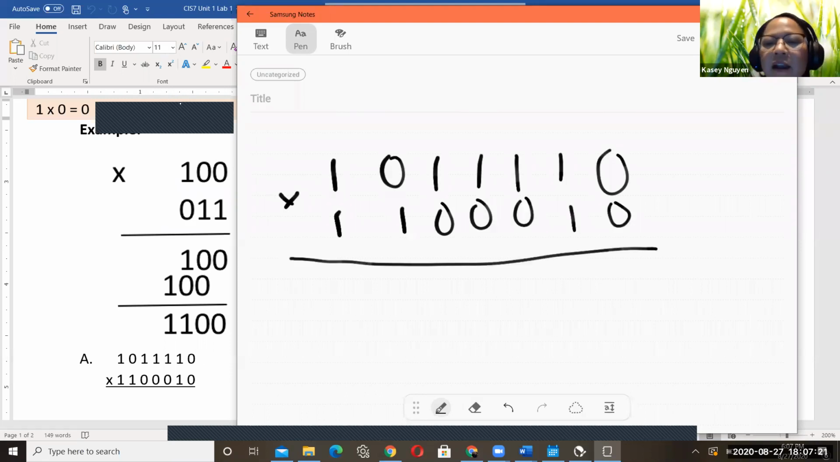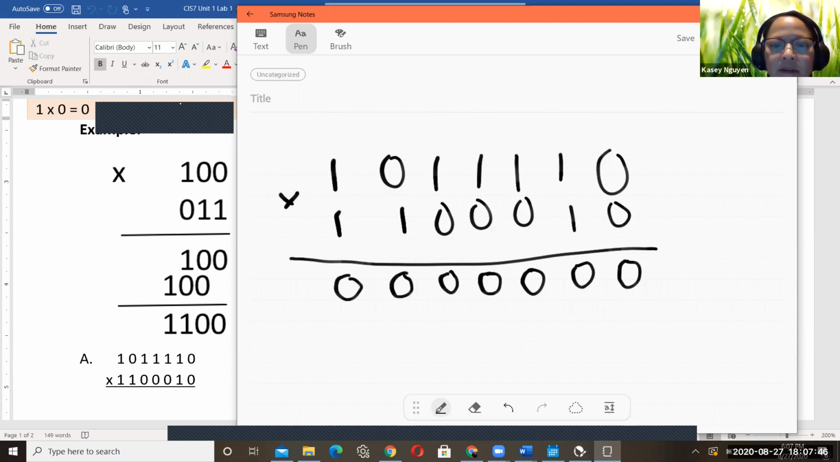So we're going to start from the right-hand side. Just like what the rule has stated, 0 times 0, we get a 0. So technically, everything is 0. 0 times 1 is 0. 0 times 1 is 0. 0 times 1 is 0. 0 times 1 is 0. 0 times 0 is 0. 0 times 1 is 0.